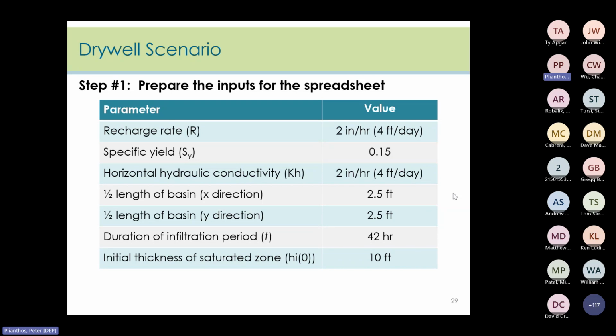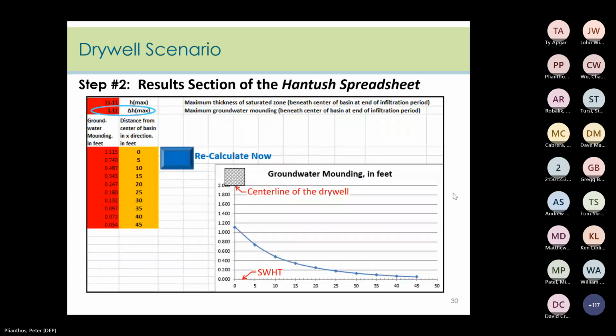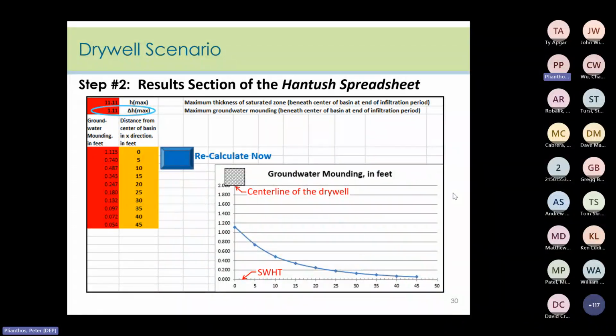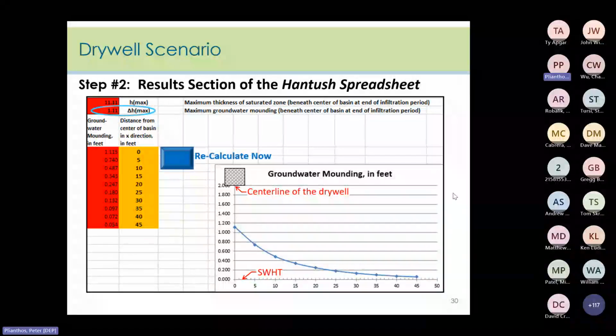The specific yield is the default value of 0.15. The horizontal hydraulic conductivity is the same as the recharge rate since the site is located outside the coastal plain. The duration of infiltration period is 42 hours, and the initial thickness of the saturated zone uses the default value of 10 feet. The results show the maximum height of groundwater mounding, 1.11 feet, that will occur at the end of the duration of infiltration period at the center of the dry well.